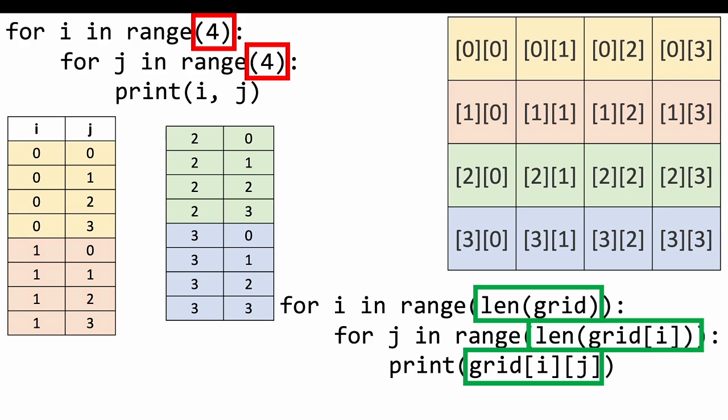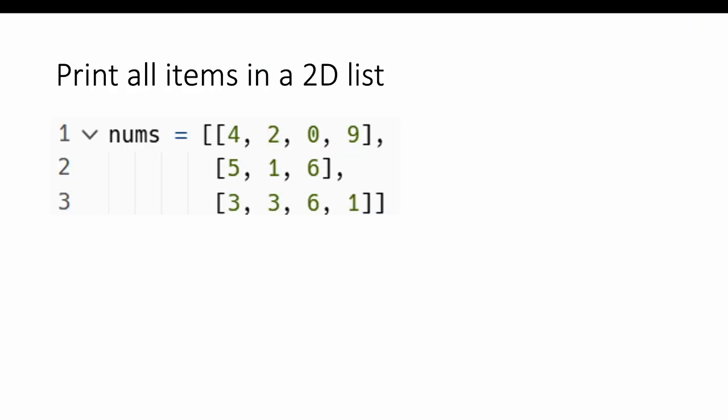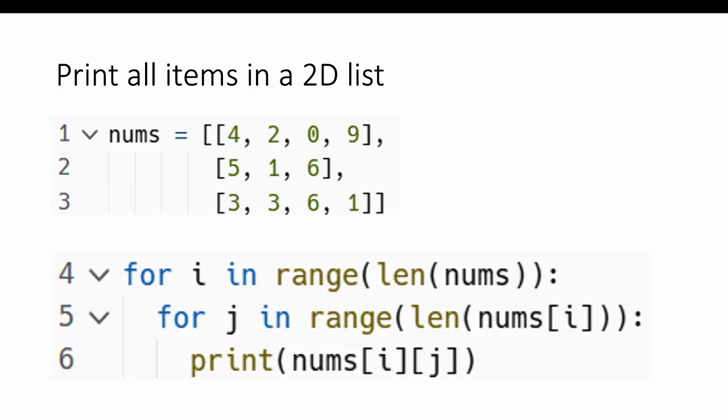Let's look at a couple more examples, and then we'll do some live. Here's our 2D list. Notice each list in our 2D list is a different length, and this is on purpose. If we want to print all items, we've got for i in range len nums, and that will be each row in our 2D list, and then for j in range len nums i, and that will give us each column in that row. Then we just print nums i j, and it will print 4 2 0 9 5 1 6 3 3 6 1.